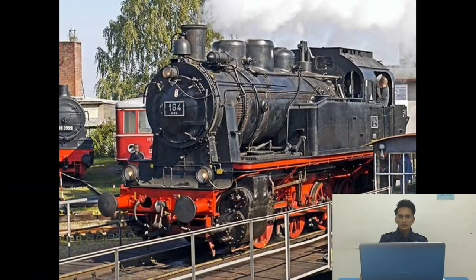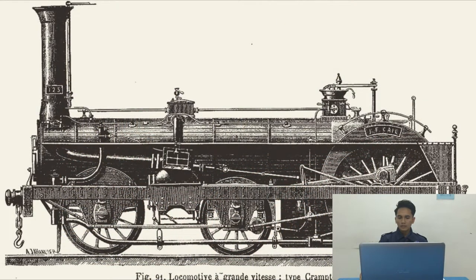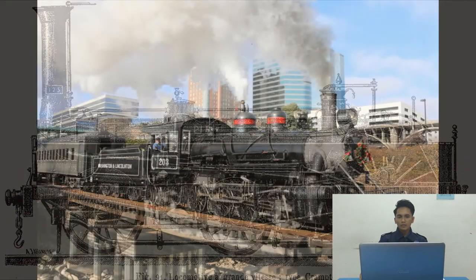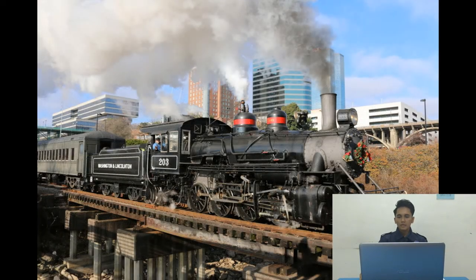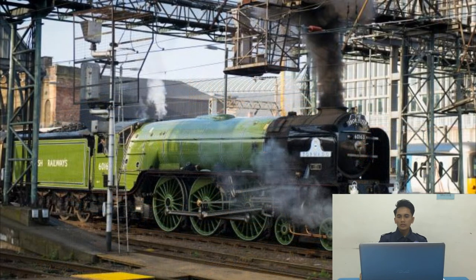Although they were a popular method of transportation for a large part of the 19th into the 20th century, they were eventually replaced with more modern methods of transportation. The creation of the steam locomotive began with the development of the steam engine. The invention of the steam engine dates back to the late 17th century.